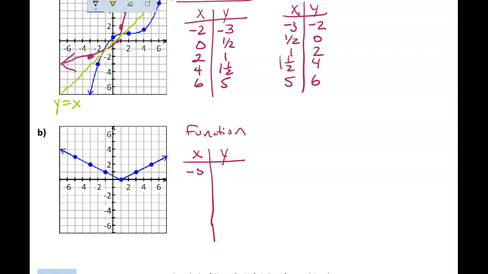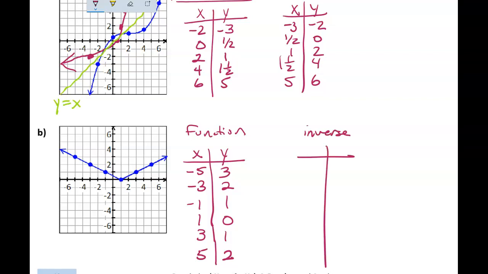So it looks like we have -5, 3, -3, 2, -1, 1, 0, 1, 3, 1, 5, 2. So when we're creating its inverse, we're going to swap the x and the y values. And that'll create a new table of values for that inverse. And then let's just graph those ordered pairs.